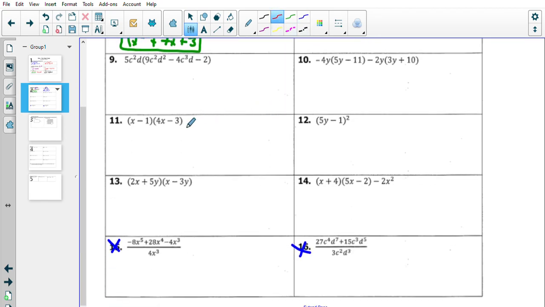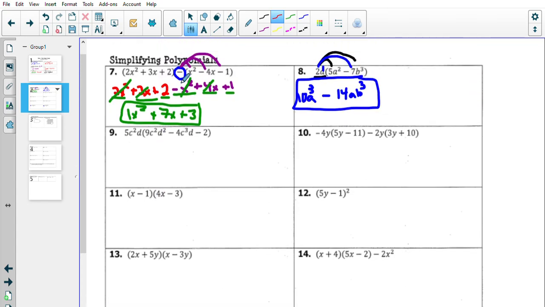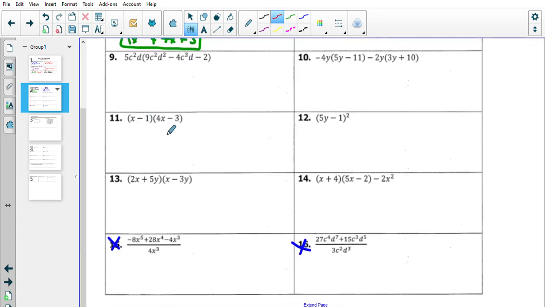All right, let's look at number 11. We can see we have a multiplication because there's no addition or subtraction sign in between the parentheses like there was up here. So this is just distribution. Take your first term, your x, and multiply it to the other parentheses. X times 4x gives us 4x squared. X times negative 3 gives us the negative 3x. We've done everything we can with the x.